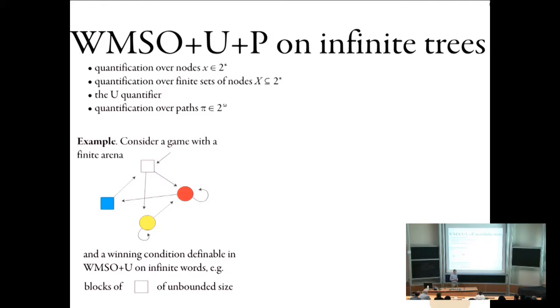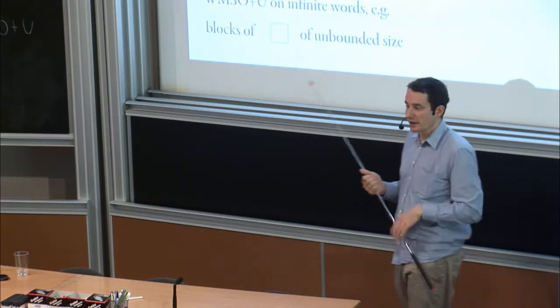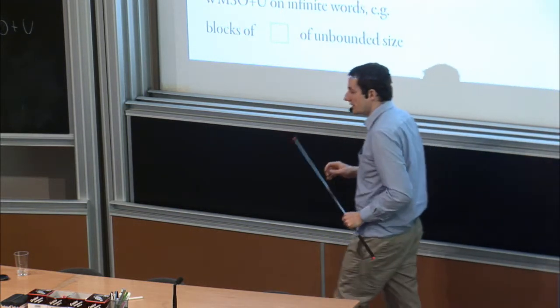You can have winning conditions like player one can make sure that this kind of thing is visited more and more often, and that kind of thing is visited a bounded number of times, and you can quantify over that. So suppose you have a game like this.